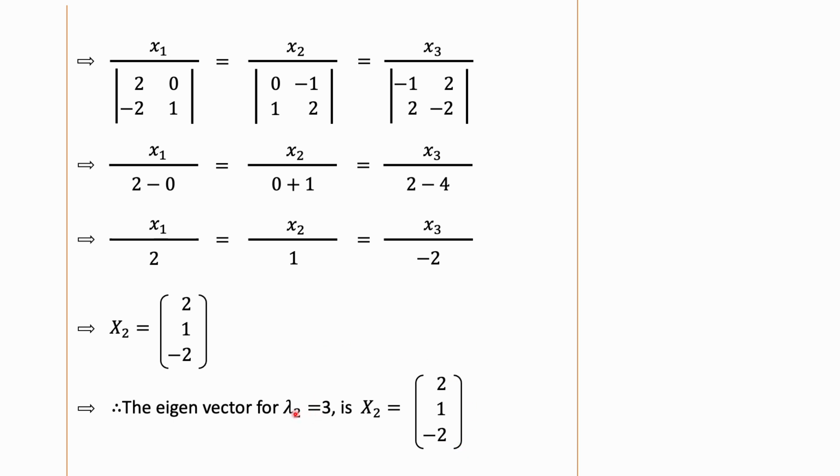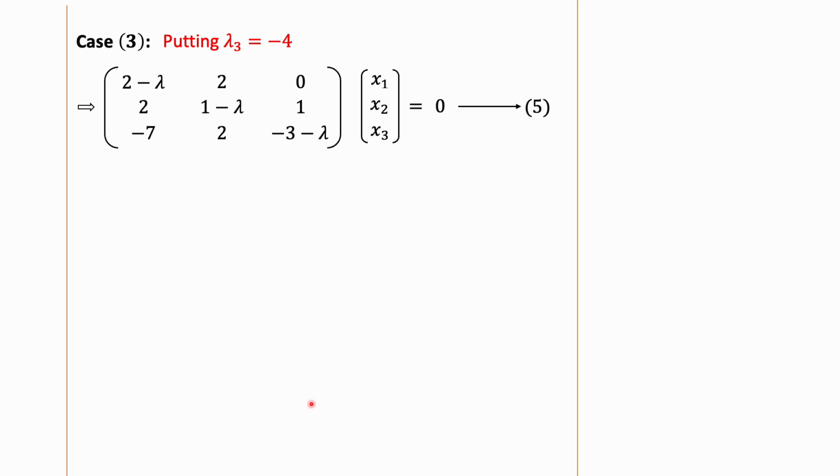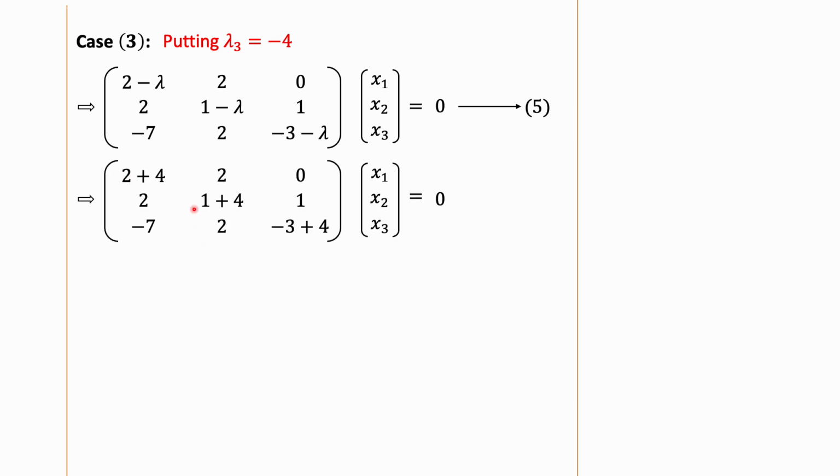The last one is to find the eigenvector for lambda 3. Let us go to the next step. Case 3: putting lambda 3 equal to minus 4. Again, I will take equation number 5. Substitute the value of lambda equal to minus 4 here. You will get 2 plus 4. Let me again show it here.